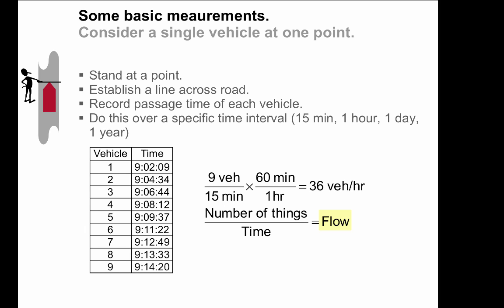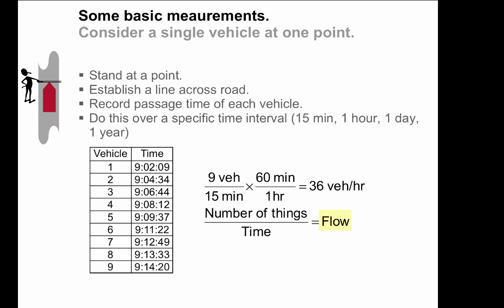We can take the total number, which was 9 vehicles, and the counting occurred here during a 15-minute period from 9 o'clock to 9:15. So you can divide the number counted by the time interval, vehicles per minute. We usually express this particular parameter in units of vehicles per hour, so you can convert using dimensional analysis. So 9 vehicles in 15 minutes is equivalent to 36 vehicles per hour.